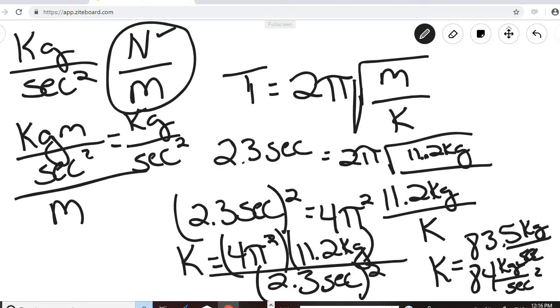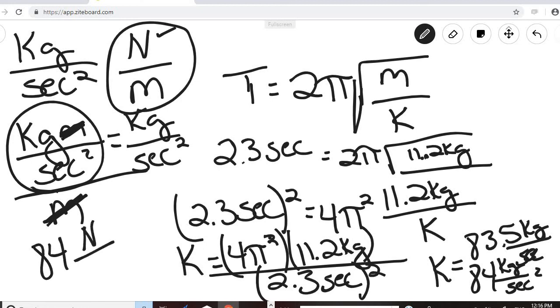So here the meters are going to cancel, right? Because you have one on top and one on bottom. So basically, kilogram over second squared is the same as a Newton over a meter. Okay, so you can write this answer as a kilogram over second squared, or you can write it as 84 newtons over meters.